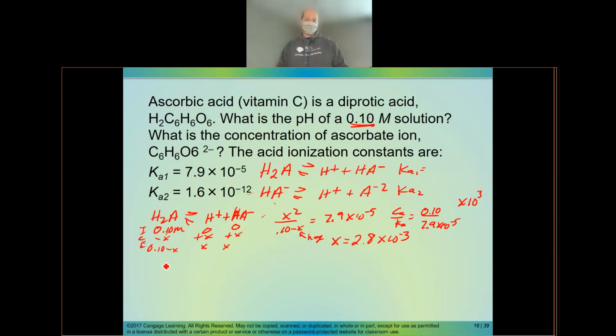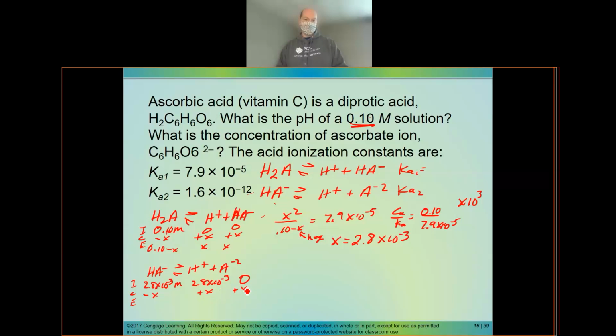Now I go to Ka2. So HA minus goes to H plus and A minus 2. All right, initial, change, equilibrium. Here is where you have to be careful. Your HA minus, well, that's X. That's 2.8 times 10 to the minus 3. H plus, note, that is also X, 2.8 times 10 to the minus 3. Your A minus 2 is 0. We didn't have any A minus 2 in Ka1. So the reaction has to go to the right. And so minus X and plus X and plus X.